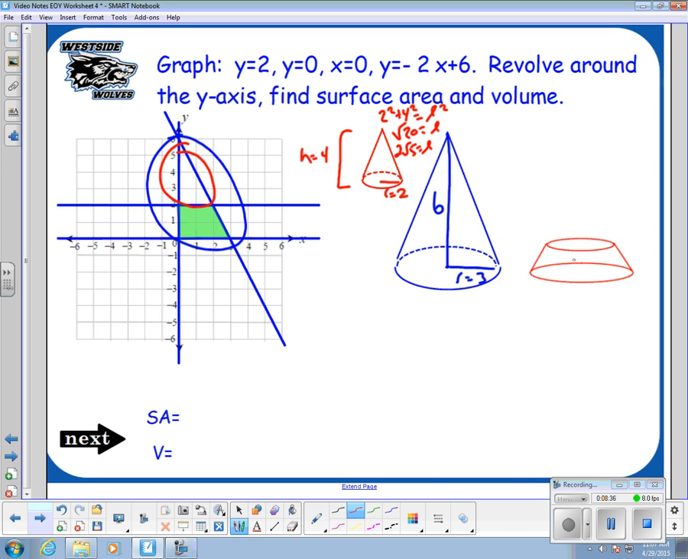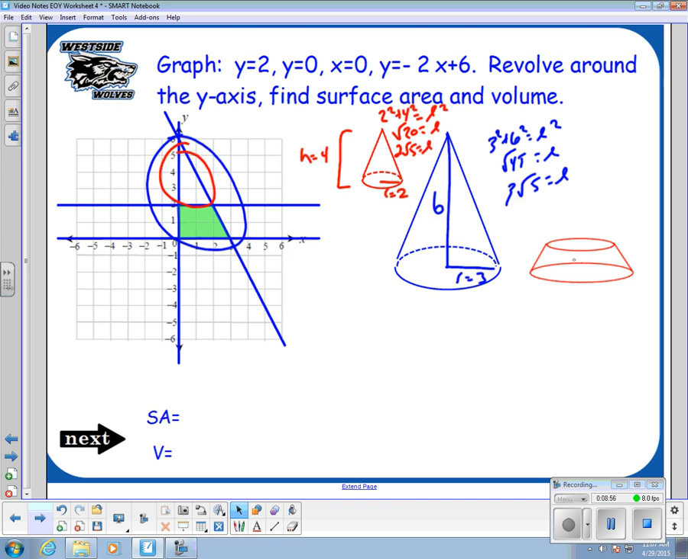If I go over to my blue one, right, we're going to have 3 squared plus 6 squared equals L squared. So that's 9 plus 36, so that's the square root of 45 equals L. So that's 3 square root of 5 is my L. And so I have all the numbers I need here.